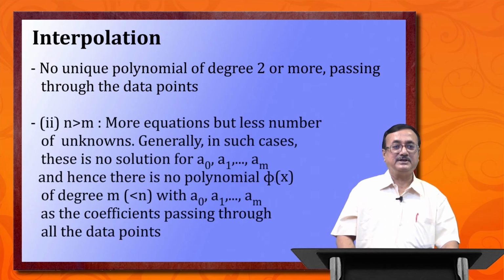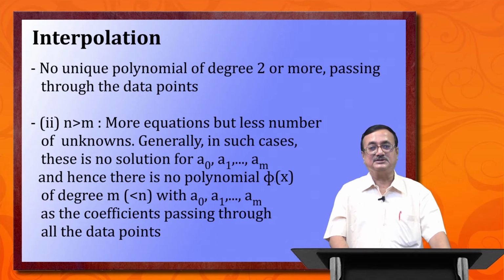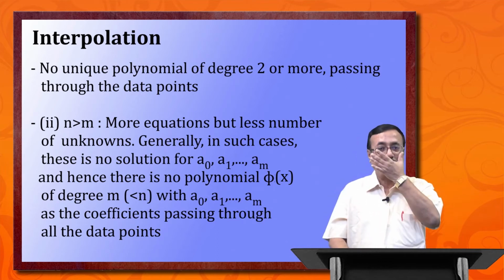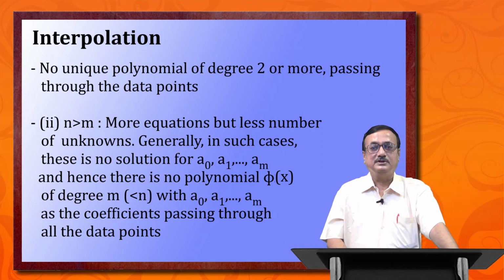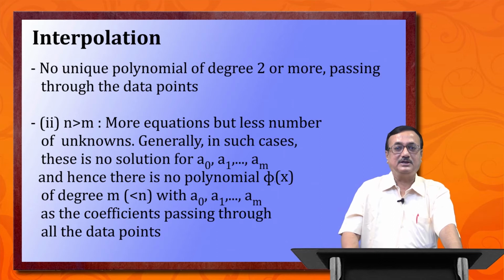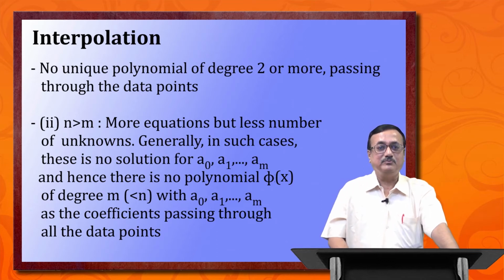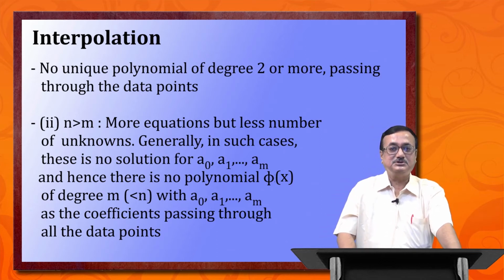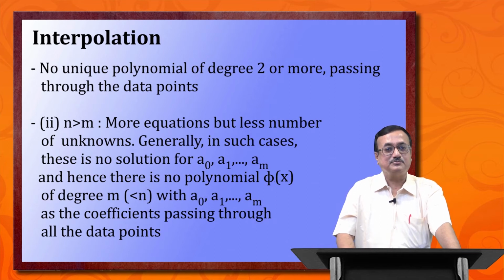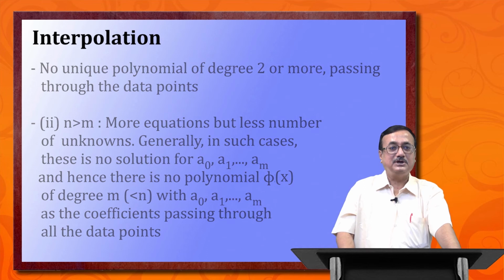The next case is where n is greater than m, that is, there are more equations but fewer unknowns. Obviously, in such cases there is no solution for a0, a1, ..., am, and hence there is no polynomial phi(x) of degree m, which is less than n, passing through all the data points. What can we do now?